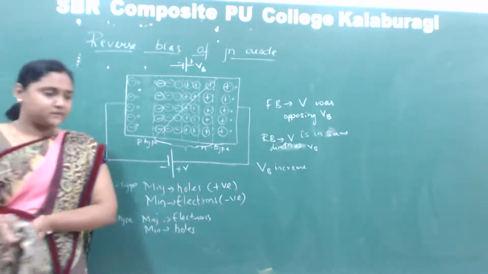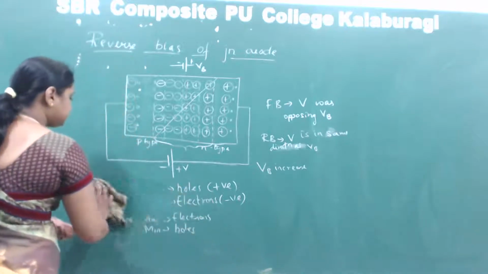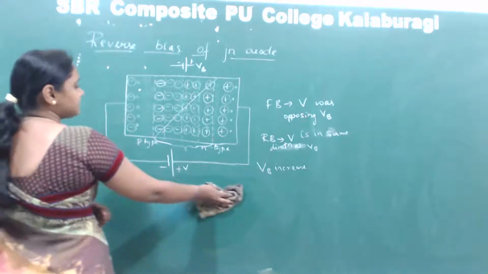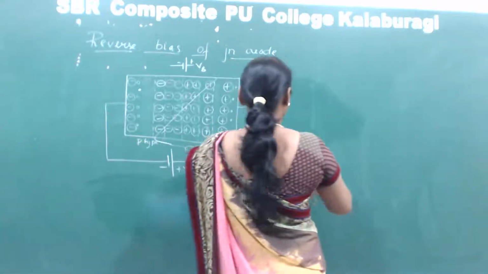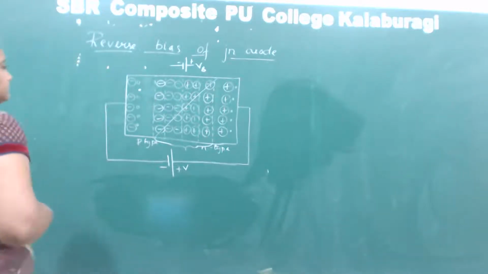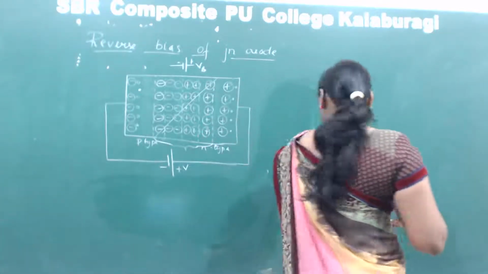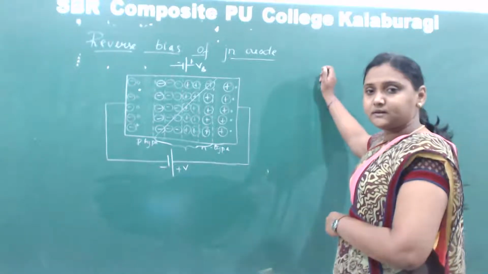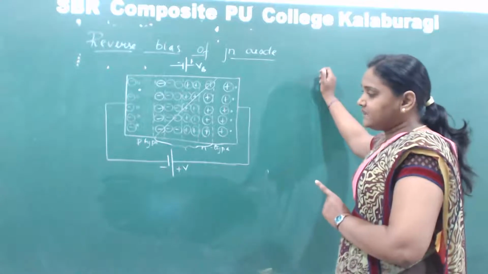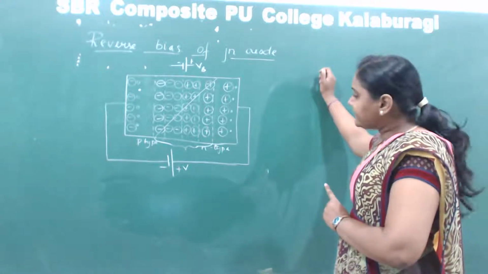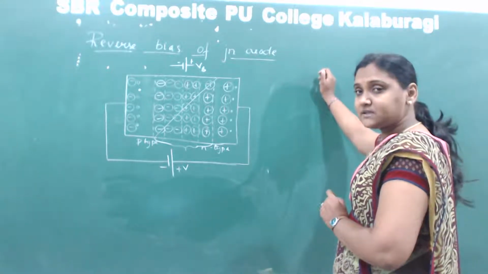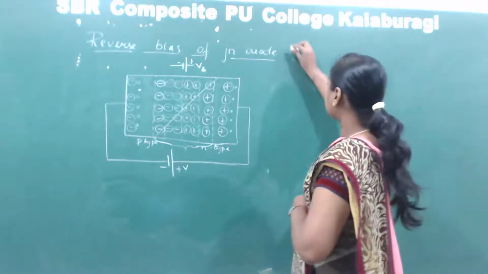So I'm just going to write the explanation now. What happens in the reverse bias condition? First, how is the reverse bias formed? P type is connected to the negative terminal of the battery, whereas N type is connected to the positive terminal of the battery. That is the first condition, otherwise called reverse bias. That is the meaning of reverse bias.